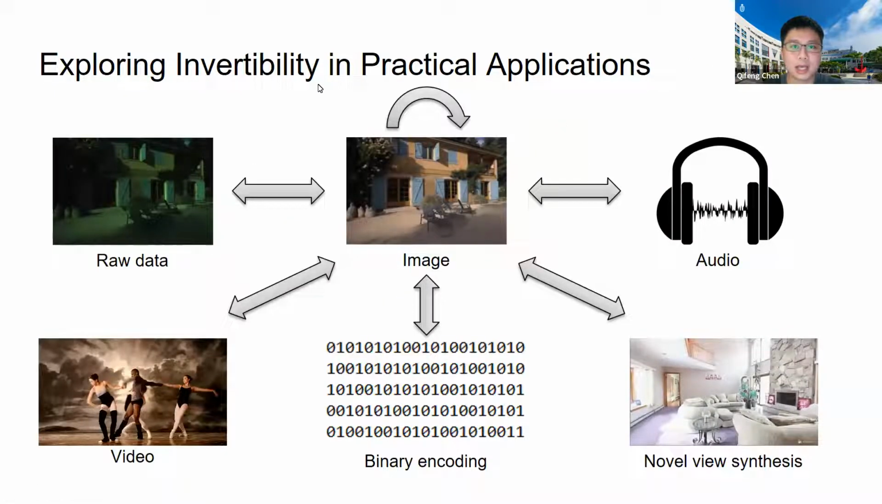So in this talk, I will summarize some of my recent work in different types of tasks. For example, I will talk about invertible image signal processing, where we have an invertible model that performs a transformation between the image and the raw data. In the past, we only had image signal processing that performs the raw data to image transformation. And there are also some recent papers that try to recover the raw data from the RGB image, and we unify the two parts in the same framework.